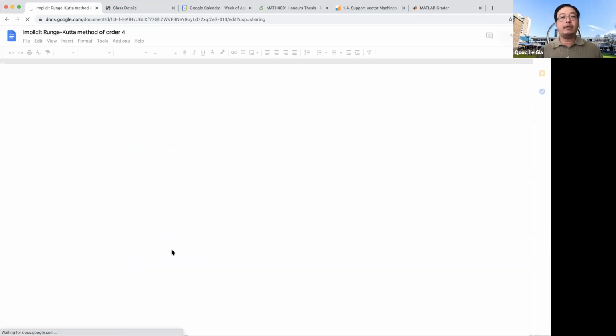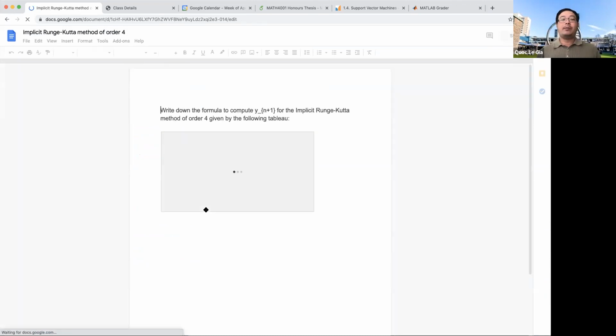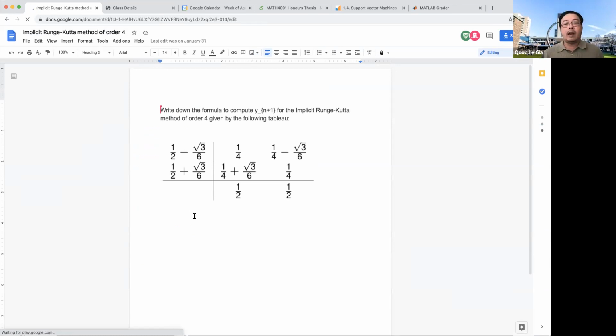Okay. So suppose I give you a table like this. How do you write down the formula? This one is for your project. So how do you write down the formula to compute yn plus 1? What is your xi1 and what is your xi2? Just type it in here. Can you type it in? I can see it right now. Anyone?